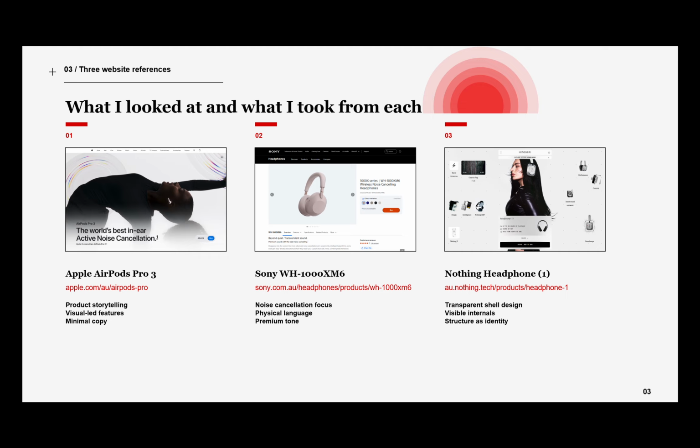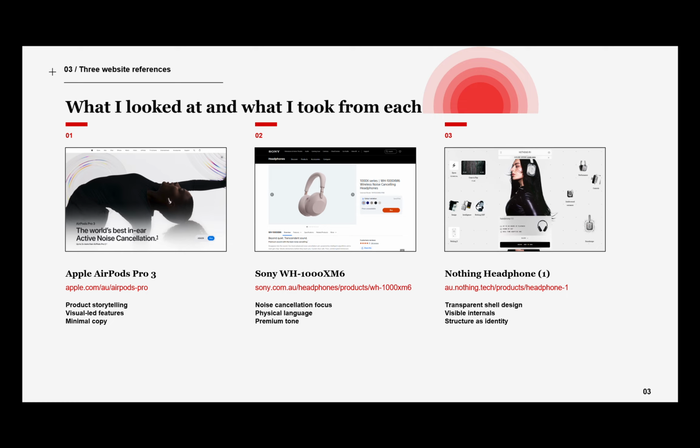When planning this project, I drew inspiration from 3 real-world product pages. The first was the Apple AirPods Pro 3. This page uses brief copy and visual storytelling to introduce active noise cancellation and transparency mode, with almost no long blocks of text. From this, I realized that intangible audio technology can be conveyed visually without requiring users to read instructions.